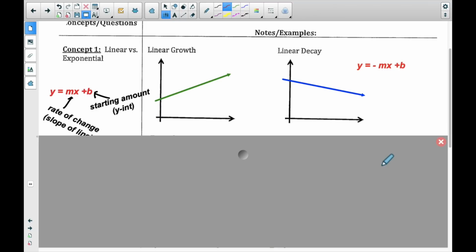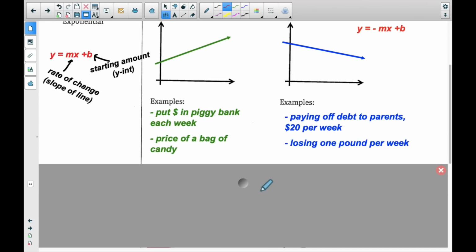So I'm talking about real world examples. Can you stop for a minute right here and see if you can think of any real world examples? Okay, hopefully you came up with at least one example in the growth category and at least one example in the decay category. But some examples that I came up with, yours will probably be different.